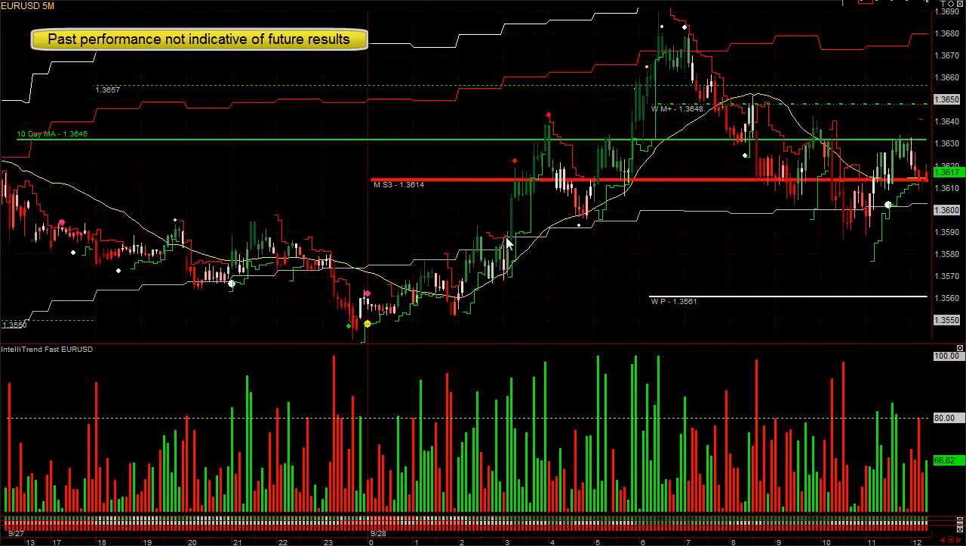So at 3 o'clock, you can see it was underneath the hourly, had a false breakout, came down, and didn't make a lower low.